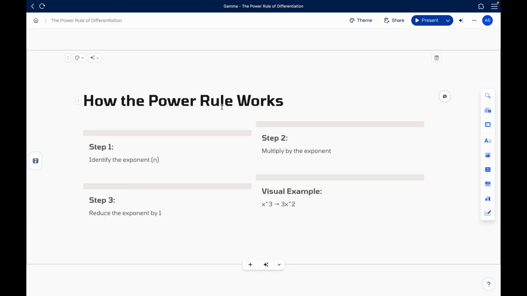This slide is just another recap, explaining each of the steps in order. First, we have to identify the exponent. Then we need to multiply the formula by the exponent, and then reduce the exponent by 1. Example: x cubed becomes 3x squared.